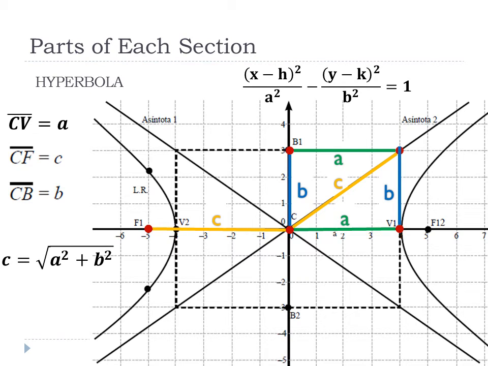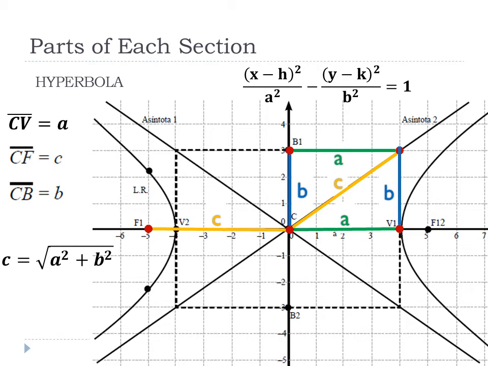Once I find those, the next most important step is to identify which is a squared and which is b squared. Unlike the ellipse, where a will always be the biggest one, here it doesn't matter. What matters is which goes first and which goes second. So, the a will always go before the minus sign, and b will always go after the minus sign in hyperbolas. So once I've identified that, I have to identify which is the distance or the amount given for A and for B.